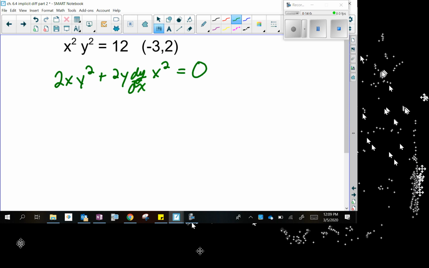So now we get dy dx by itself. What do we want to do? Subtract 2xy squared. So let's go ahead and rewrite. So 2x squared y dy dx, I'll just kind of rearrange those, equals negative 2xy squared. Does that make sense? For a second, I thought you rewrote the negative 2x, and I thought you switched x for it. I was like, oh, I hope I didn't.